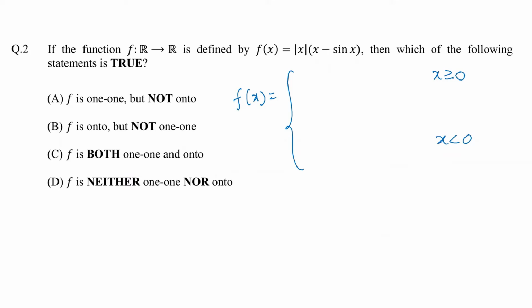So now we know when x is positive or 0, mod x should be written as x. So when you multiply with this, it is simply going to be x square minus x into sin x, right? And when x is a negative value, we know mod x will become minus x. And when you multiply minus x with this term, we are going to get x sin x minus x square. Okay, so that is what we are going to get here.